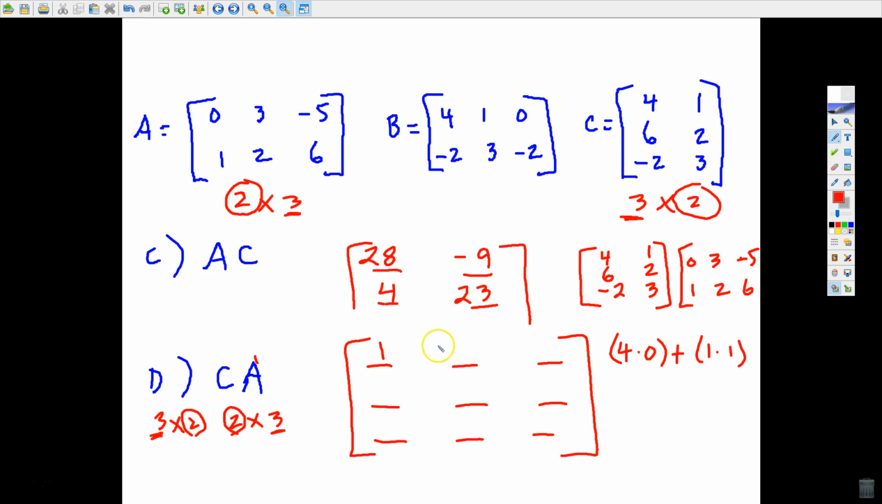Okay, think about this position. It's row 1, column 2, so use row 1 times column 2. 4 times 3 plus 1 times 2. That should be 14.